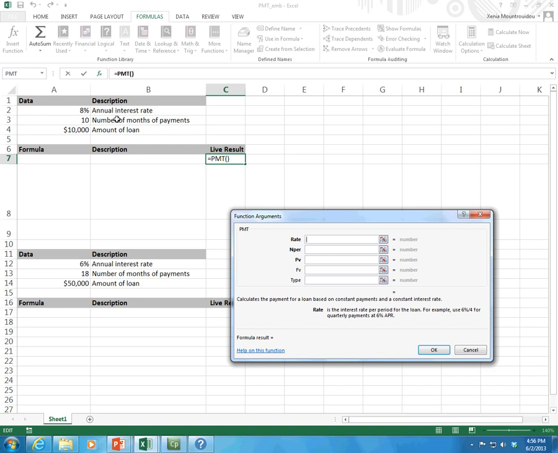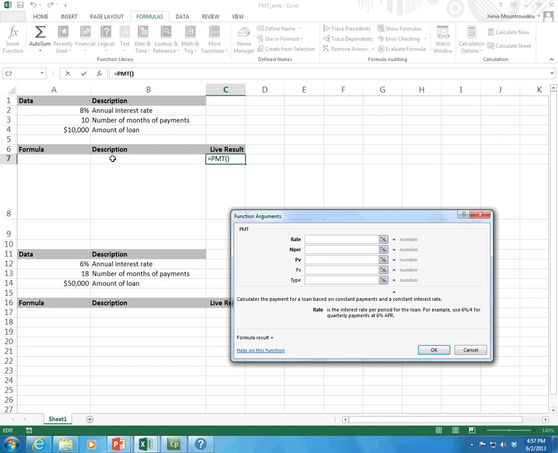And then the number of months of payments is 10 months, or we can say that it's 12 months. So whatever that is, we can make our choice. Okay, so here's the deal. First thing I need to think about is the first argument that I have to fill in. It's the interest rate per period for the loan.